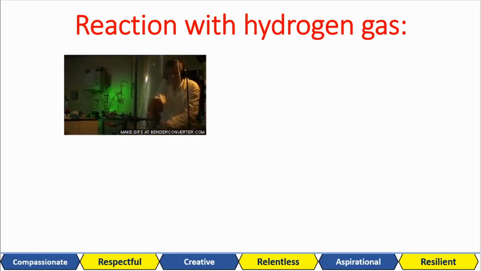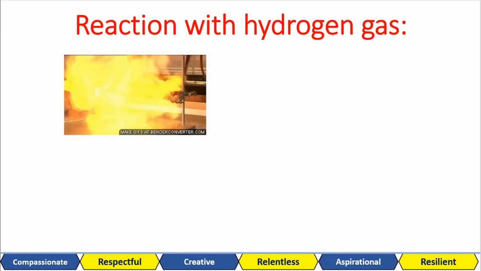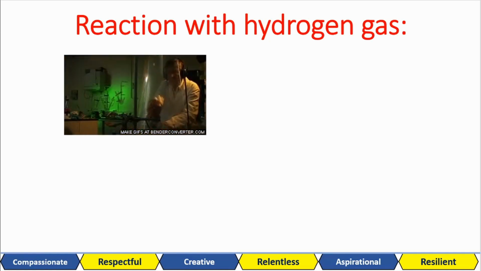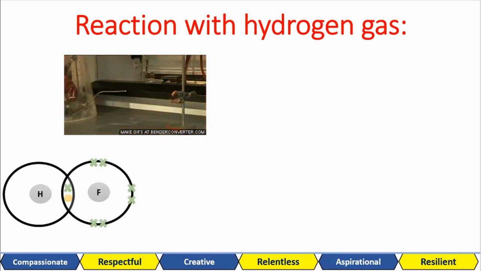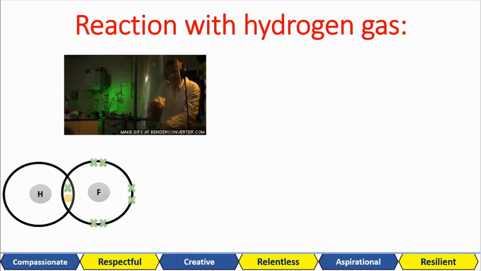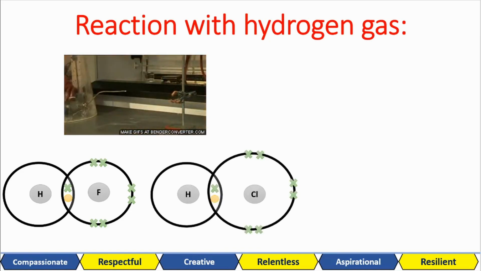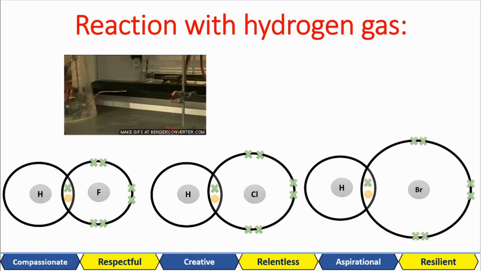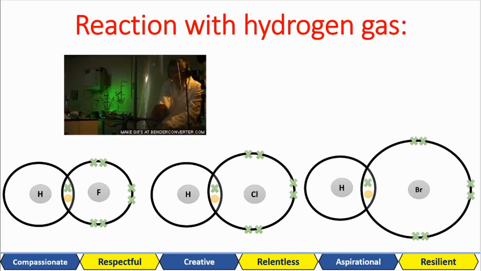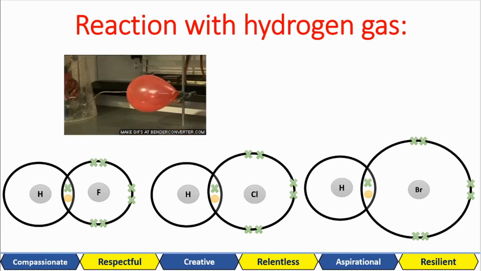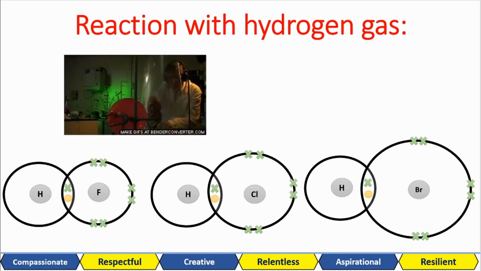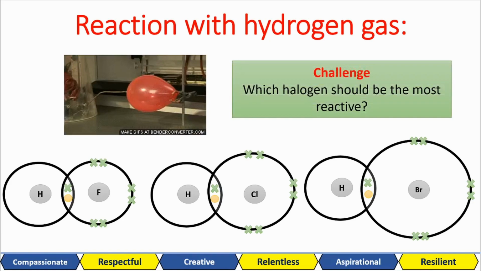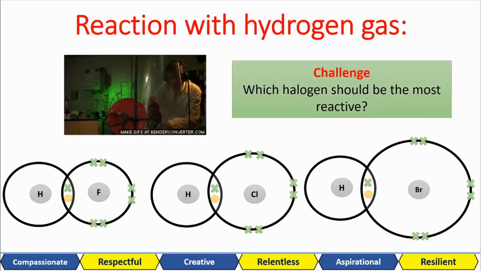Halogens react with hydrogen gas, but some are more reactive than others. Fluorine makes hydrogen fluoride. Chlorine makes hydrogen chloride. And bromine makes hydrogen bromide. Look at the differences between each molecule. I'm only showing the outer shell electrons here. Think about what attracts electrons. Now answer this challenge question.